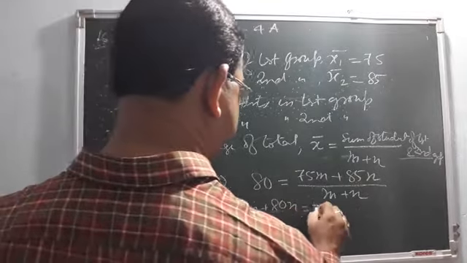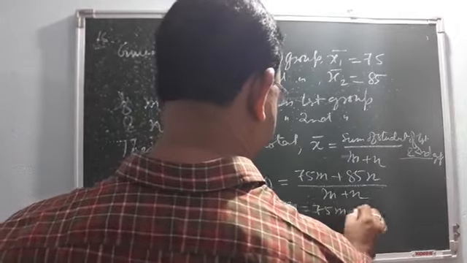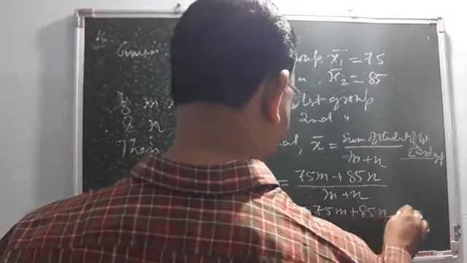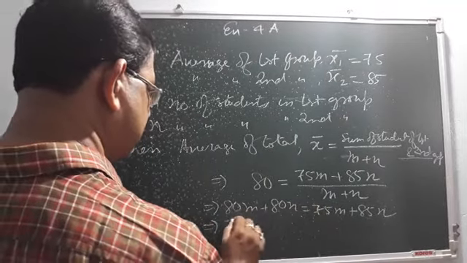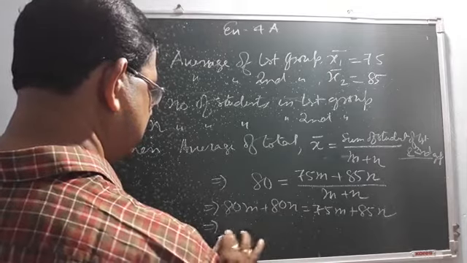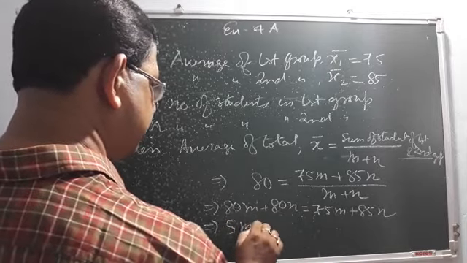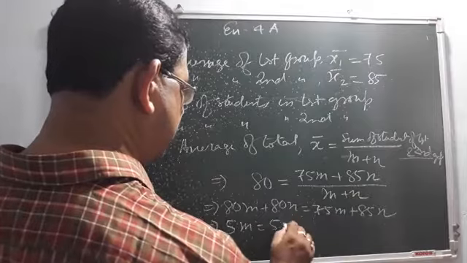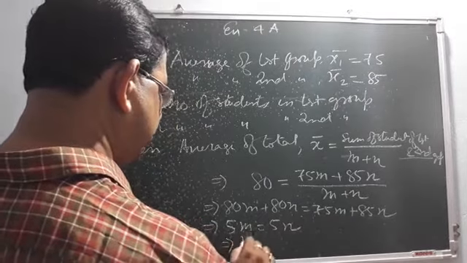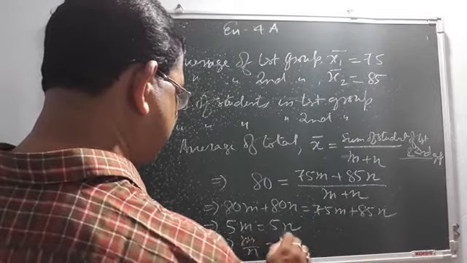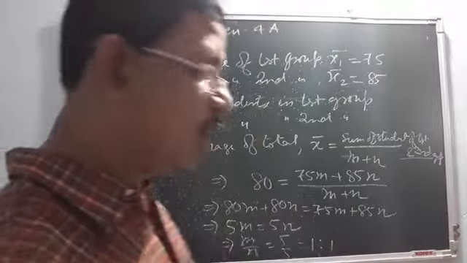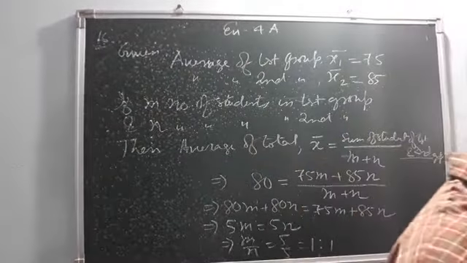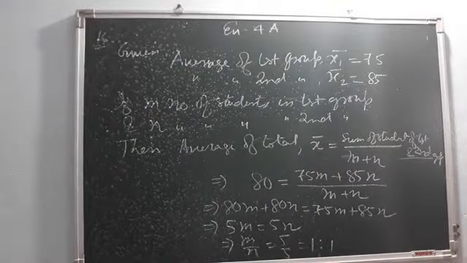Now if we do the cross multiplication, 80m plus 80n equals 75m plus 85n. If I take 75m to this side and subtract, it is 5m, and if we deduct on the other side, it is 5n. So m divided by n is 5 by 5, that is 1:1. So this is the answer for the average marks obtained by the two groups.